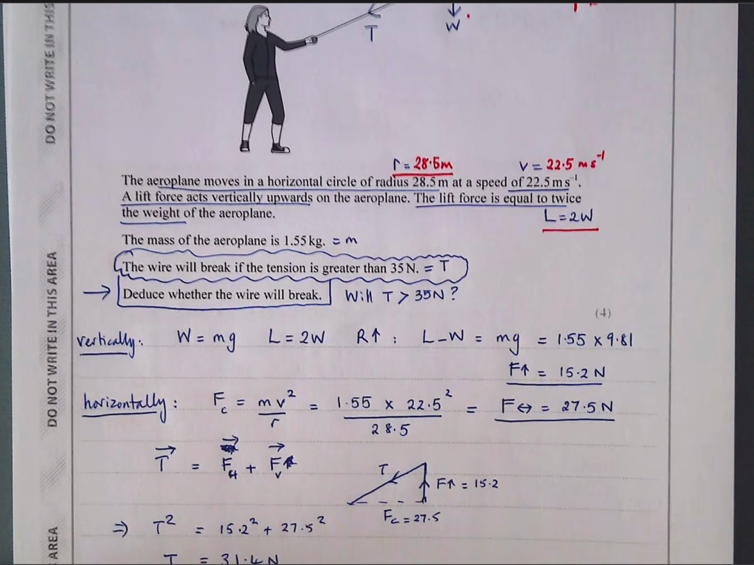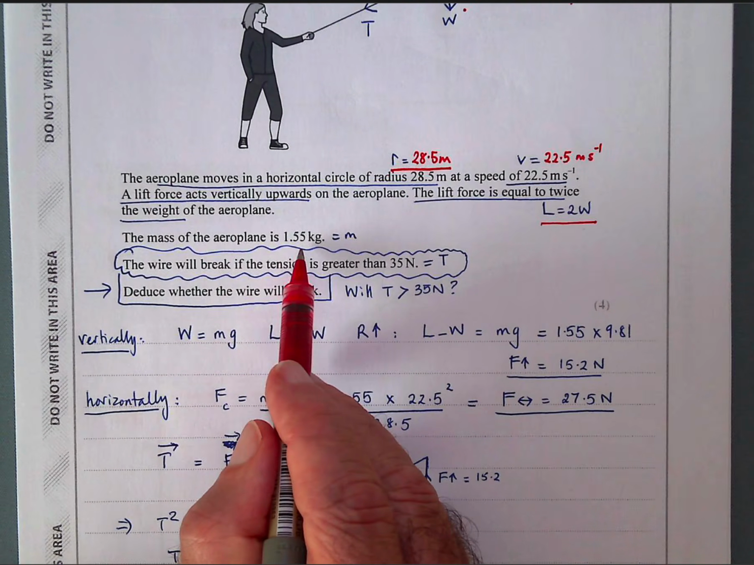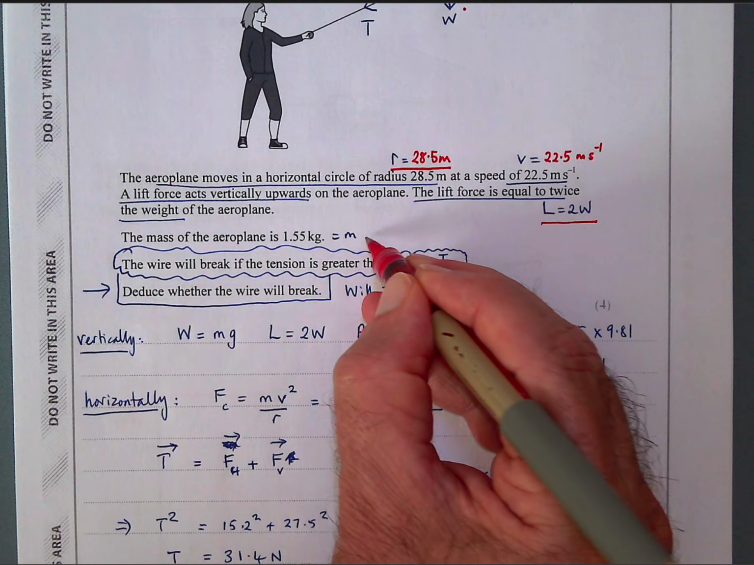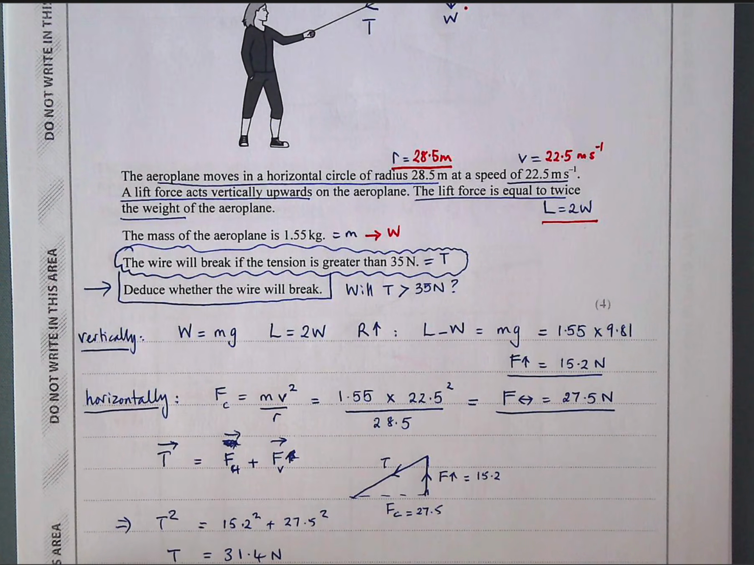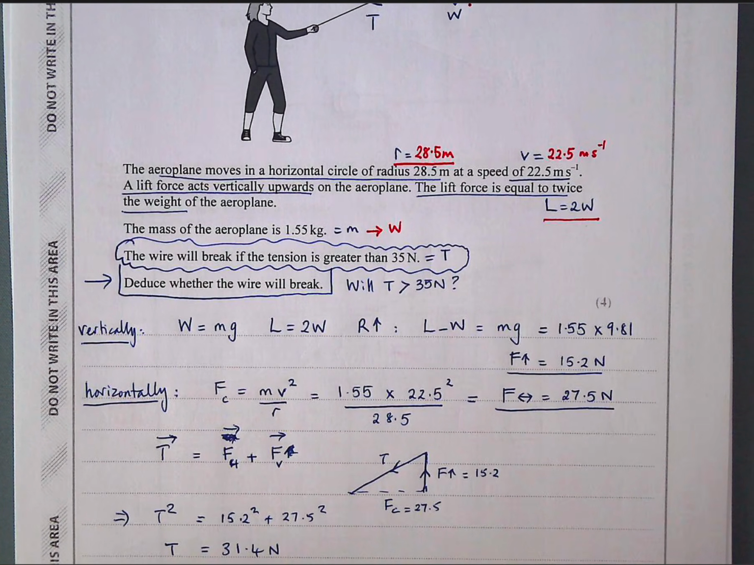Okay, so what do they want us to do? They've given you the mass of the plane, so that means that you automatically can work out W, yeah? And if you know W, you know the resultant force vertically.